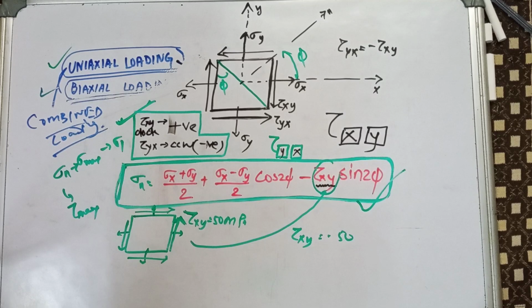But this sign will also depend on the value of phi, which plane you are taking. Suppose you need to find the normal stress at this plane. This is the normal. The angle phi is, suppose, given to you as 60 degrees. Then this will become sine 120. Then this part will become minus of minus 50 sine 120. Is it clear to you or not? So any plane, whether your plane orientation is given in any form, we should be able to use this formula.